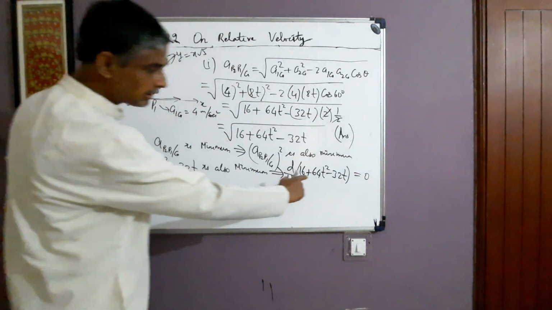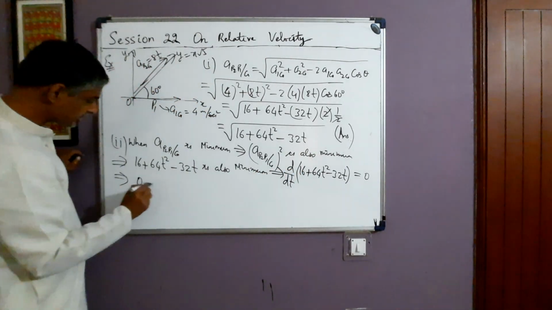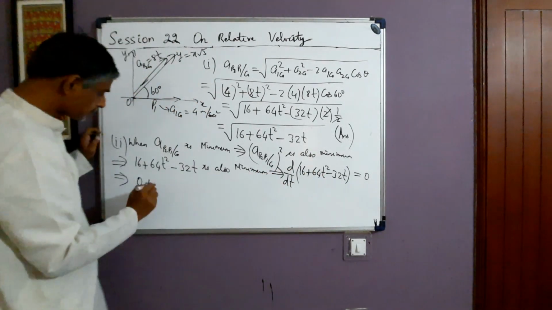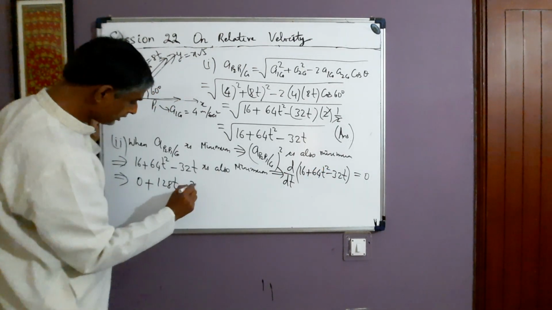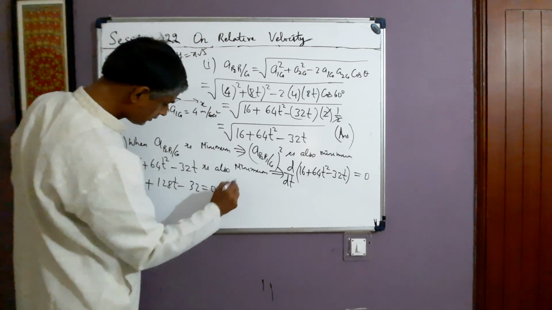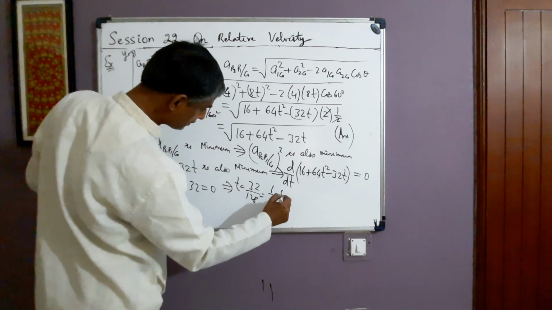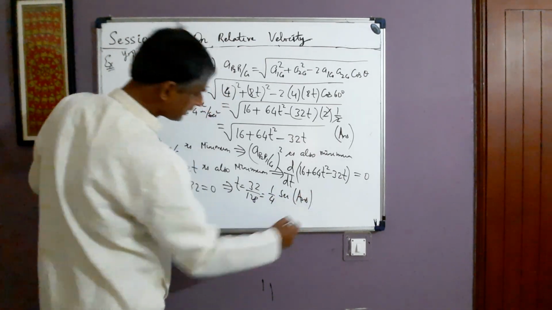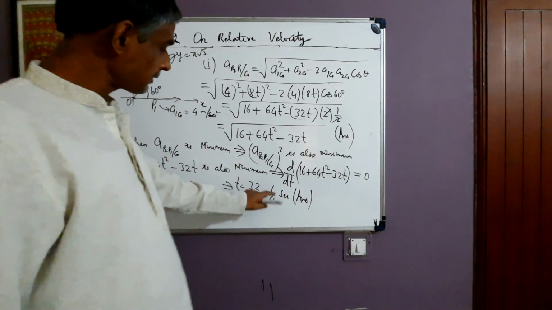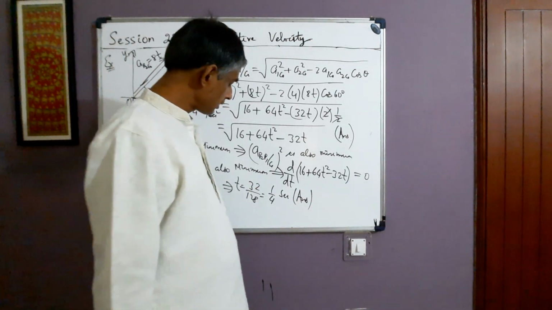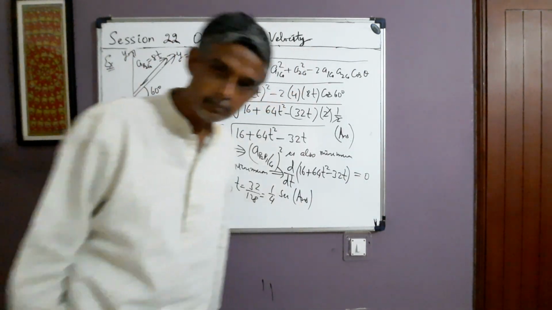Now we differentiate it using the usual rules of differential calculus. D by dt of 16 becomes 0, constant, and d by dt of 64t square becomes 128t, and d by dt of 32t becomes 32. So t becomes 32 by 128, that is 1 by 4 second. This is the answer to the second part of the question. So at t equal to 1/4 second, the relative acceleration between P2 and P1 in the ground frame will have the minimum magnitude.